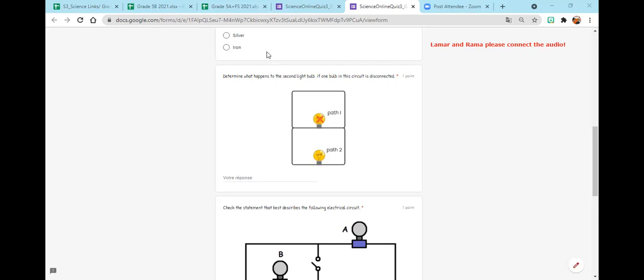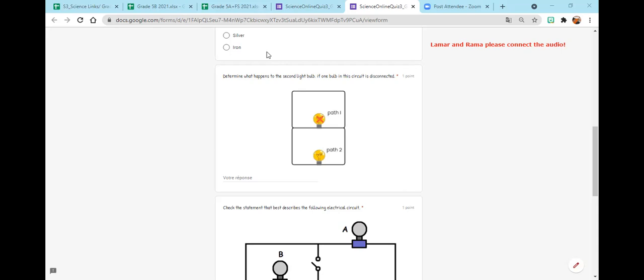Why will the second light bulb stay lit? Why is that? Because there are two pathways for the electric current to flow.